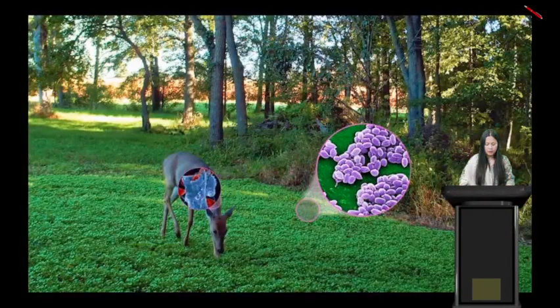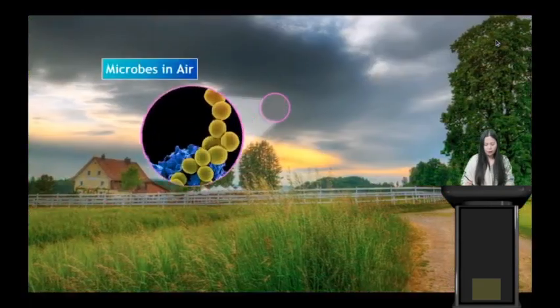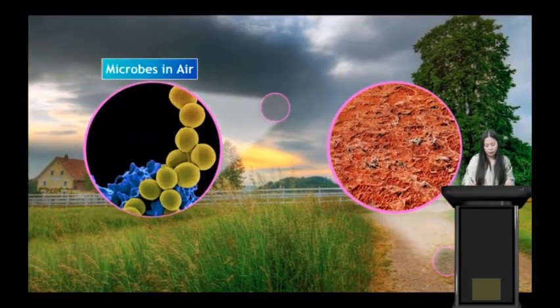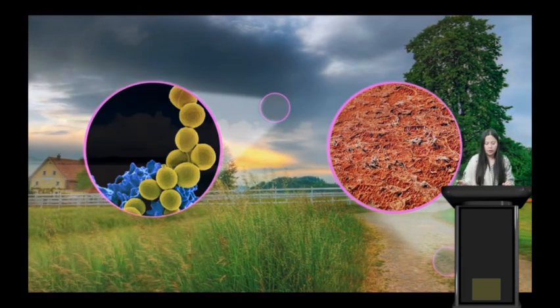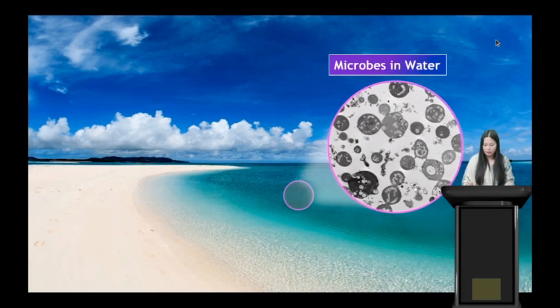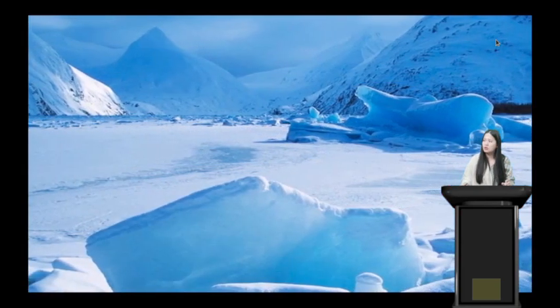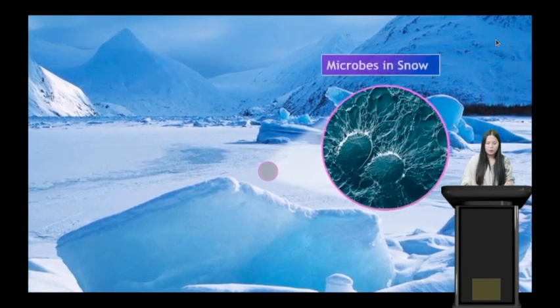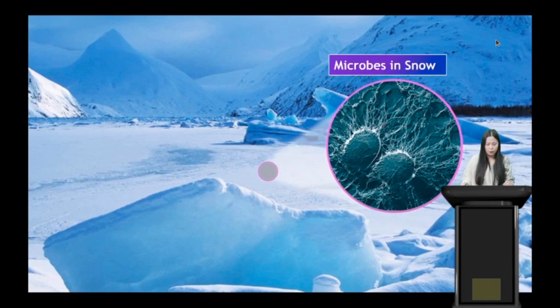So microorganisms are present on the surface of plants, in plants, and also in animals. Microorganisms are also present in air, or they are also present on the ground. So we have microbes in air, and microbes on the ground. Microorganisms are also present in water. Then we have snow, cold areas, right? So microbes are also found in cold areas like ice or snow.